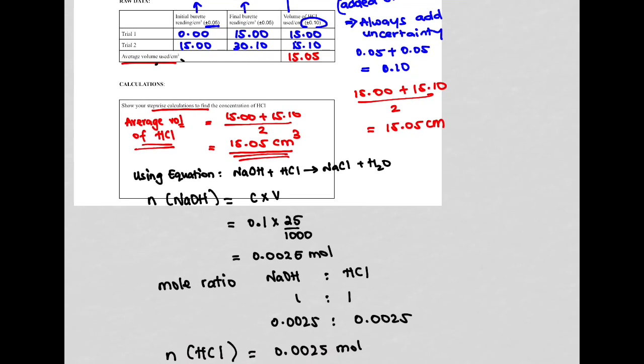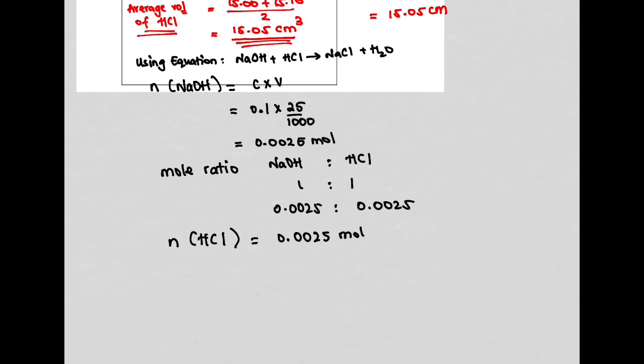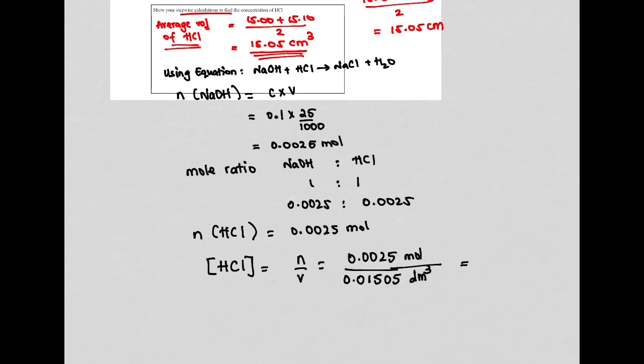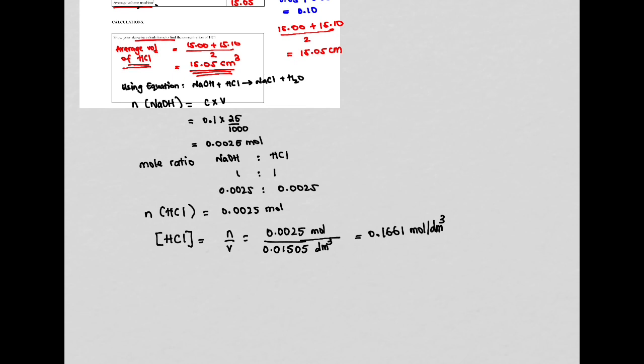Now I have the number of moles of HCl. So in this volume of HCl, there was this number of moles. So I have number of moles and I have volume. I can find concentration. I have the number of moles here, and I have the volume here in dm cube. This is in centimeter cube. I convert and I calculate. So now I have my concentration.